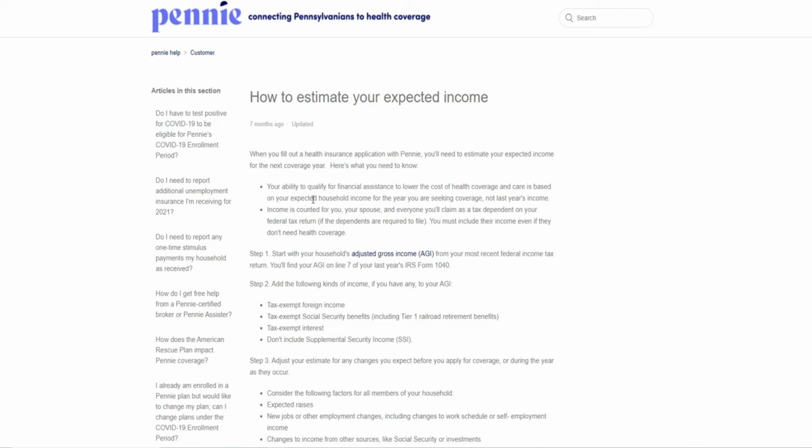And this is what they say you need to know. Your ability to qualify for financial assistance to lower the cost of coverage and care is based on what your expected household income is for the year you're seeking coverage, not last year's income. Okay. The income is counted for you, for your spouse or partner, and everyone you'll claim as a tax dependent on your federal tax return.